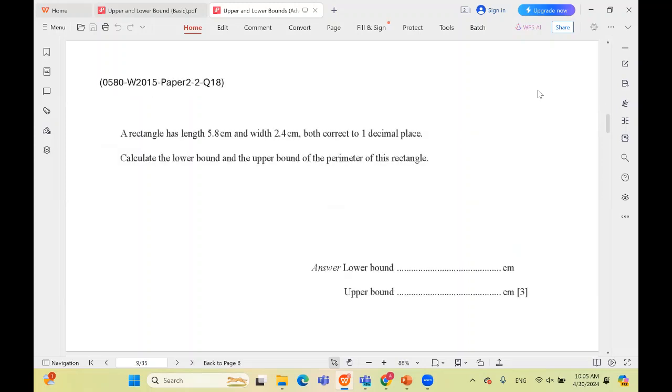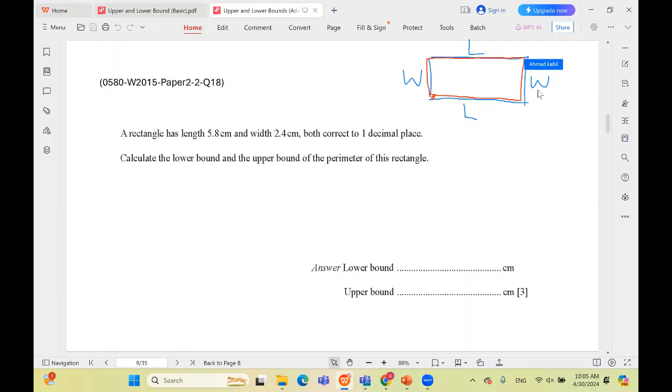A rectangle has length 5.8 and width 2.4, both correct to 1 decimal place. Calculate the lower bound and the upper bound of the perimeter of this rectangle. So we need to figure out what the perimeter of a rectangle is. The perimeter of a rectangle is basically length plus width plus length plus width. We're moving around the shape. So we start at a point. We have here L, and then W, and then L again, and then W again.